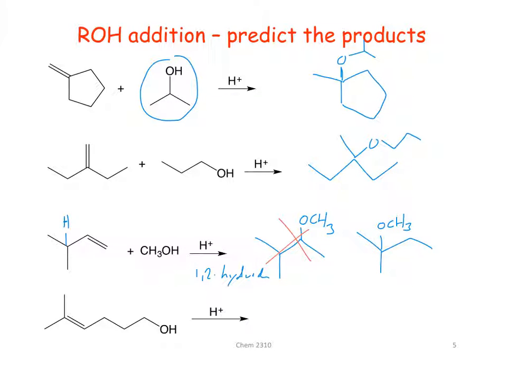All right, what about the next one? Look at that structure. We have the alkene and the alcohol. This time they're in the same molecule. So we can actually get what we call an intramolecular reaction.